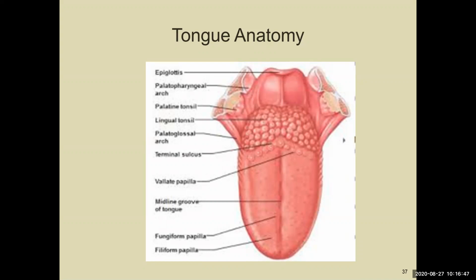Then you've got your vallate or circumvallate, and you're going to see them as circumvallate more than vallate papilla. Circum just means circular. It forms a V, the circumvallate papilla here. And then on the lateral borders of the tongue you've got foliate papilla, and they're little folds.